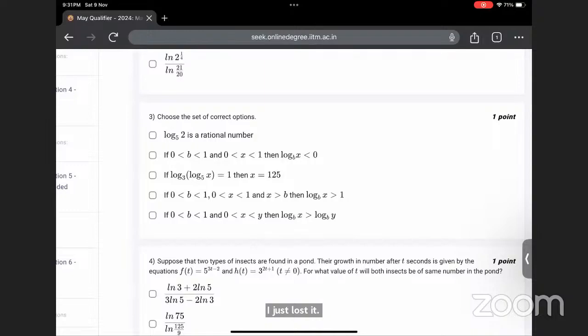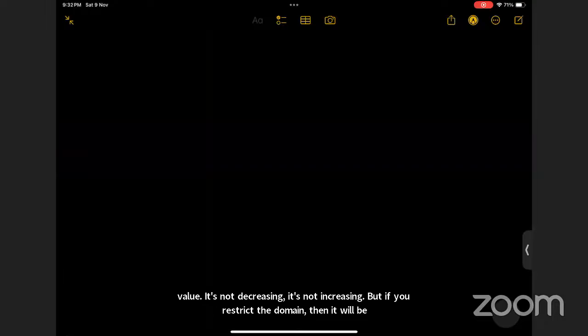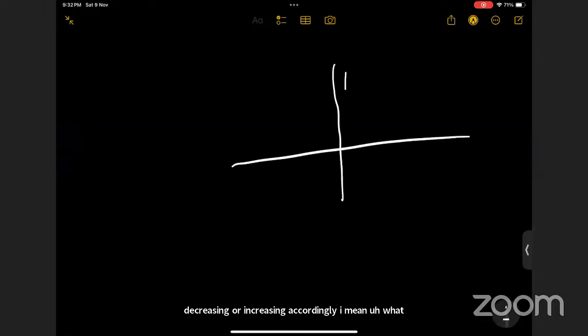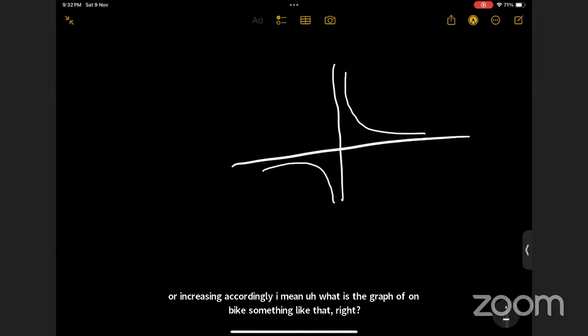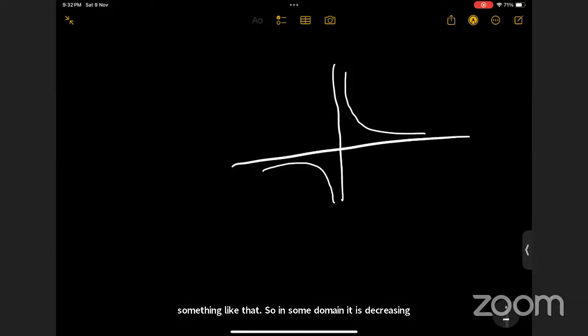Ma'am, is 1/x always a decreasing function? Can you repeat again? Is 1/x always a decreasing function or an increasing function? 1 by x depends on the value. It's not decreasing, it's not increasing. But if you restrict the domain, then it will be decreasing or increasing accordingly. What is the graph of 1 by x? Something like that, right? So in some domain it is decreasing, in some domain it is increasing.